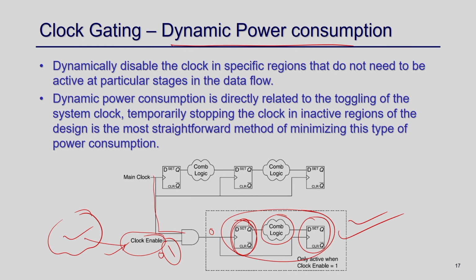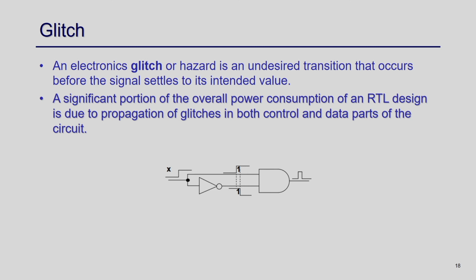Okay. The last one that I am going to talk about is glitch. Let us try to understand what a glitch is. A glitch is basically a hazard, or an undesired transition, in a circuit. Let me give an example of how a glitch is generated. It is generated when the two inputs of a gate do not arrive at the same time. It is just some minor timing difference between the two inputs, and that creates a glitch at the output.